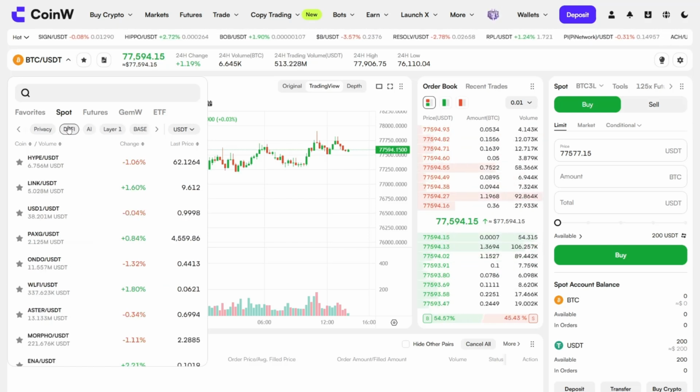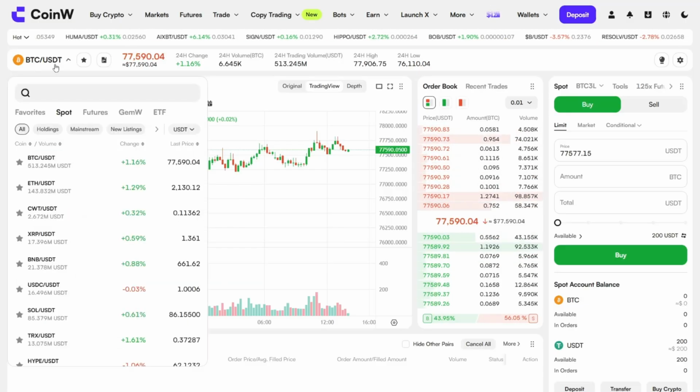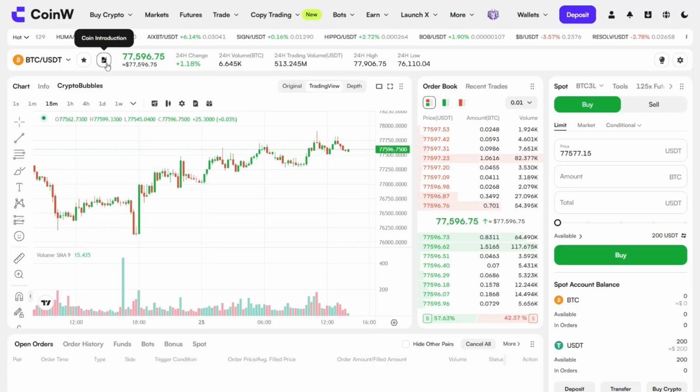looking for. For beginners, I recommend starting with larger, more liquid coins like BTC or ETH before moving into smaller or newer tokens, because they usually have more trading volume and are easier to buy and sell. So again, as I said, we're going to stick with Bitcoin. Just to the right of where we can choose our token, we have this tab here that says Coin Introduction.